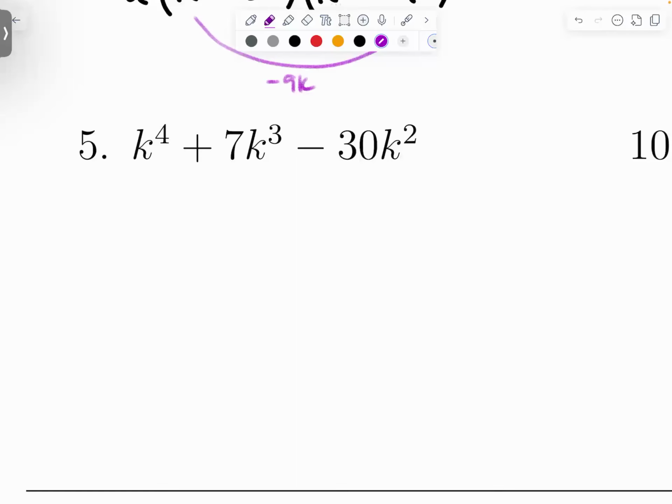All right, number five. Number five, what do I see in common? Okay, something that catches my attention. It's going to be k squared. Let's get the k squared out. K squared plus 7k minus 30.